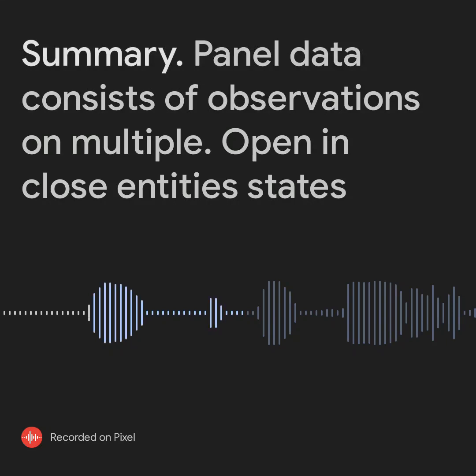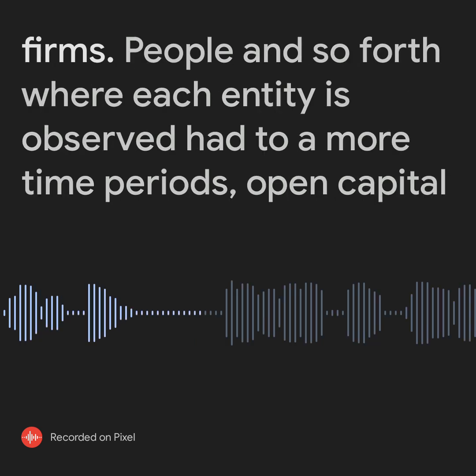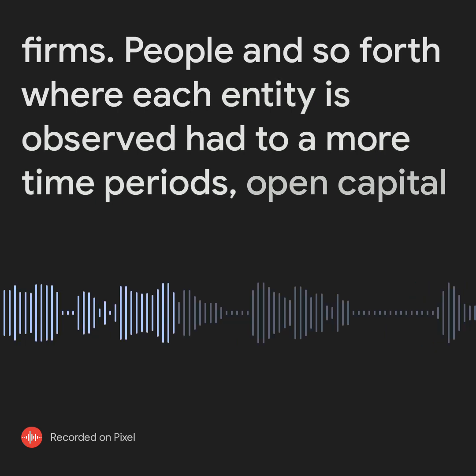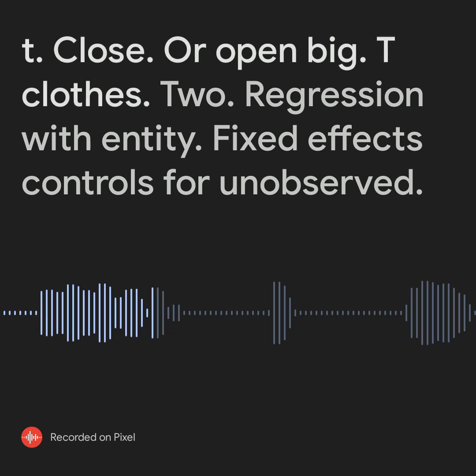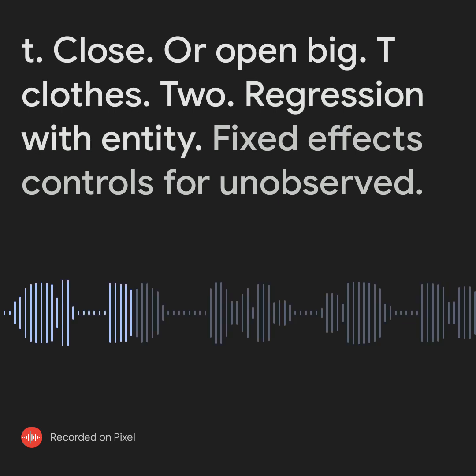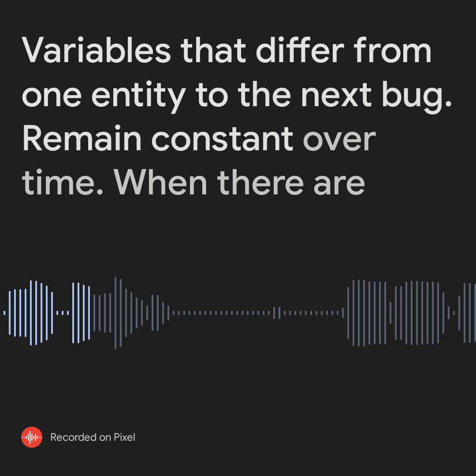Summary. 1. Panel data consists of observations on multiple (n) entities, states, firms, people, and so forth, where each entity is observed at two or more time periods (capital T). 2. Regression with entity fixed effects controls for unobserved variables that differ from one entity to the next but remain constant over time.